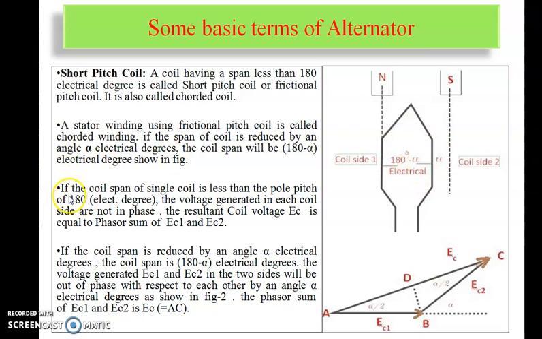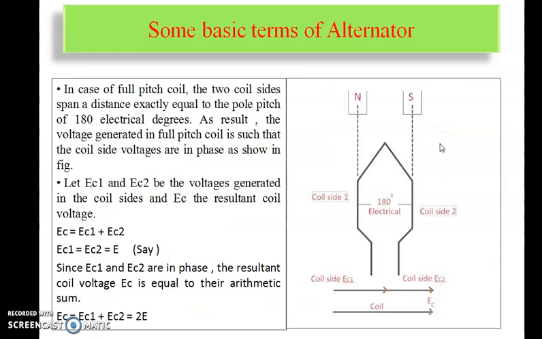Now if the coil span of a single coil is less than the pole pitch of 180 degrees, the voltages generated in each coil side are not in phase. The resultant coil voltage EC is equal to the phasor sum of EC1 and EC2. As we know, at coil side 1 we generate EC1 as a voltage, and here EC2 voltage. Previously, we were directly adding EC1 and EC2.